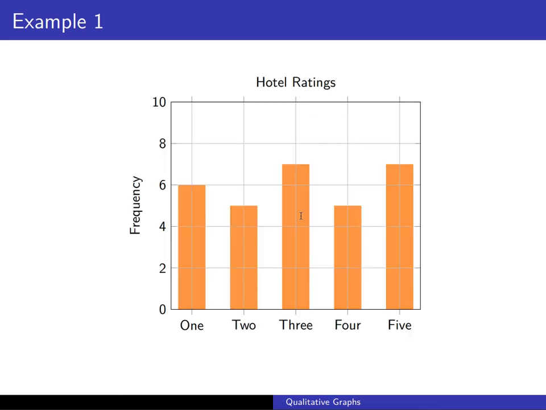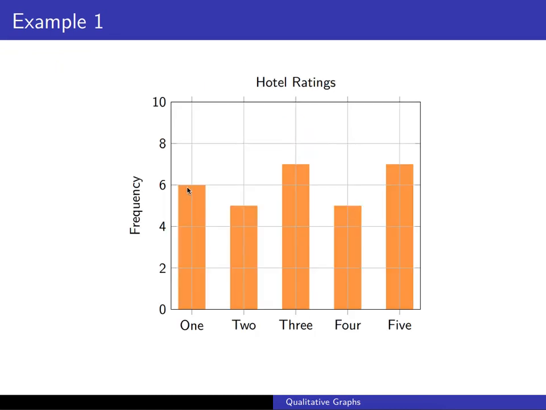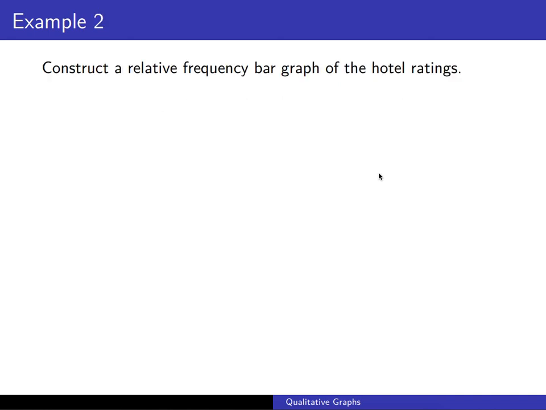Now from there, each one of those frequencies is going to be the height of the bar for that particular score. Again, for 1, we had a frequency of 6, so the height of the bar for 1 is 6. For 2, we had 5 of them, so the height of the bar for 2 is 5. And then for a rating of 3, a rating of 4, and a rating of 5, we have 7, 5, and 7 respectively.